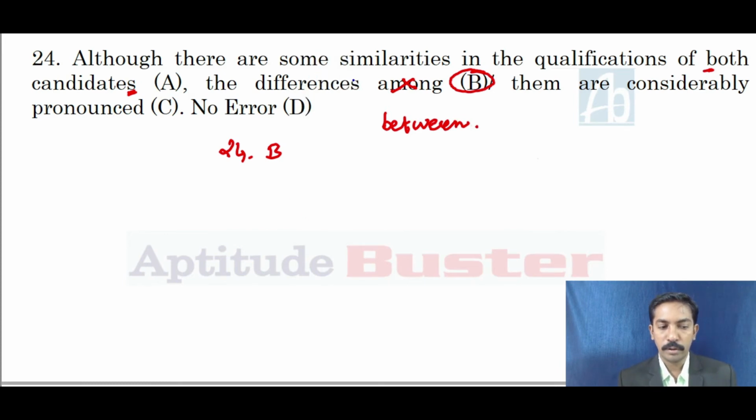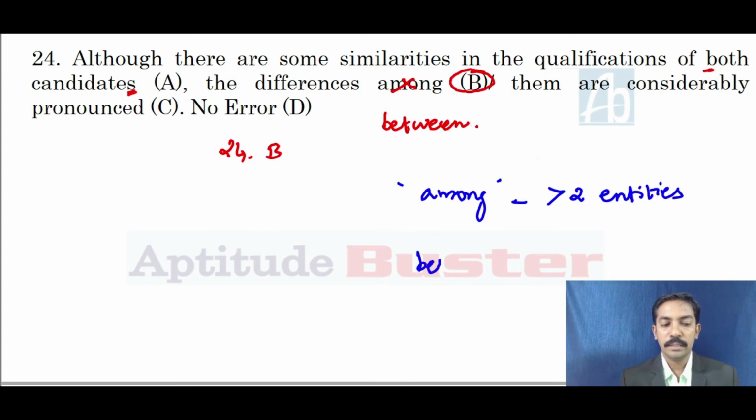You can note, I already stated, but still you can note, the use of the word among is correct when it exceeds two entities or two elements or two parties. Between is only for two entities. Next question.